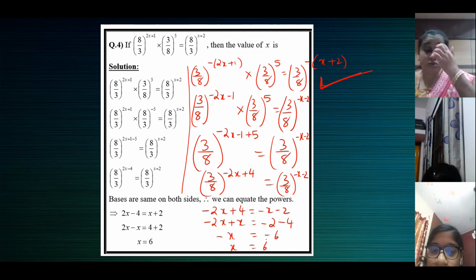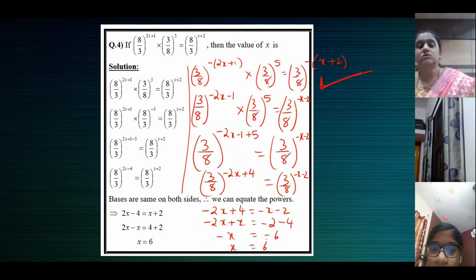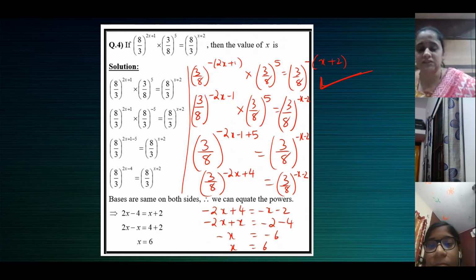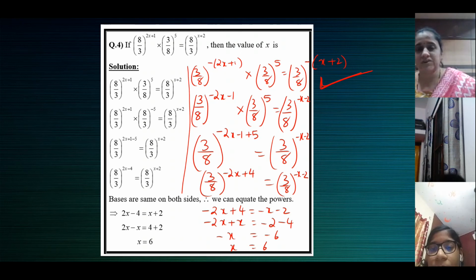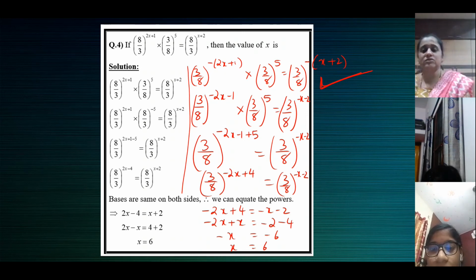So through this answer, you have learned how to write the equivalent when the power has more than one term. When it's an expression like 2x plus 1, how to write the negative of that. Please take down this answer also, children.